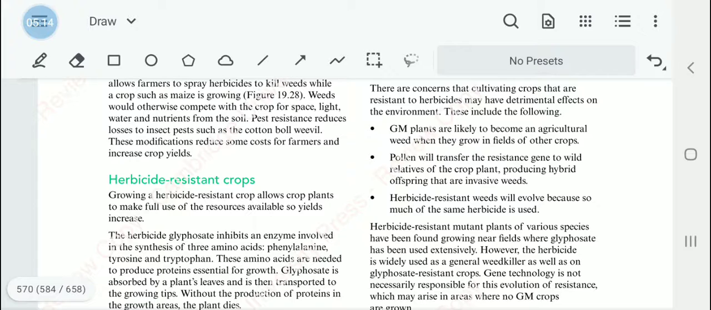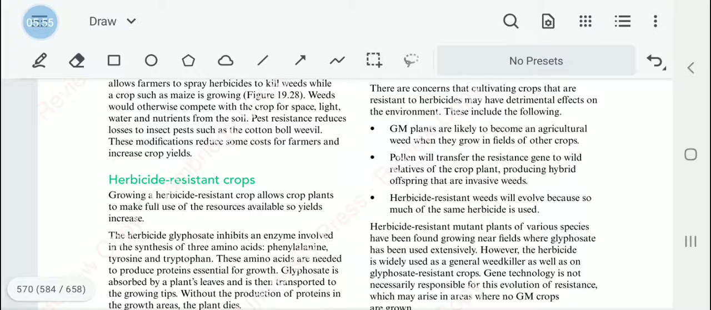Then the other one is that pollen will transfer the resistance genes to wild relatives of this crop plant. So as a result, there would be a hybrid offspring, and they would be an invasive weed. They will become another weed, and also they cannot be destroyed by the herbicide. Then when you use these herbicides for a longer period of time and in large quantities, herbicide resistant weeds will evolve. So that is also another problem.